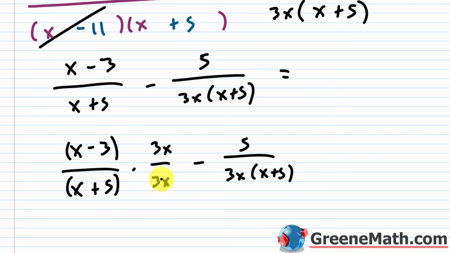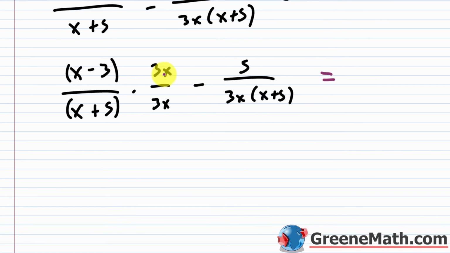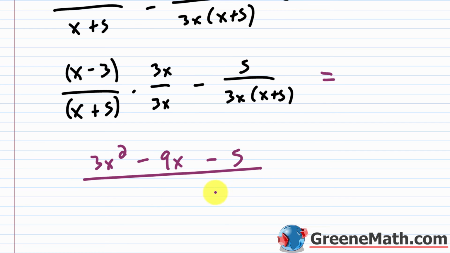Okay, so now I have my LCD, and all I really need to do is say 3x times x is 3x squared, then minus 3x times 3 would be 9x, and then basically I'm just subtracting away this 5 here. I don't need to use brackets or anything, it's just one guy. So I'm just subtracting away the 5, and this is over my LCD, which is 3x times the quantity x plus 5.